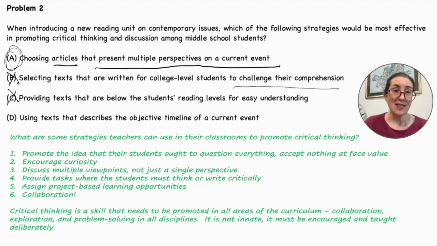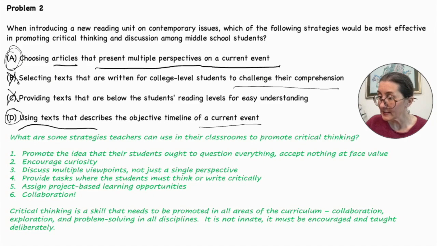Using text that describes the objective timeline of a current event. This isn't a bad answer either, so A or D seem pretty good. So let's look at them more closely. Using texts that describe the objective timeline of a current event isn't bad. Objective perspective is what we're looking for here.